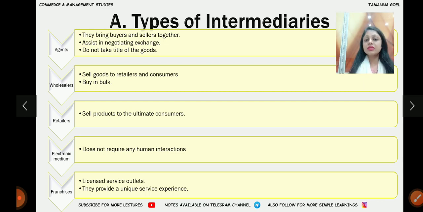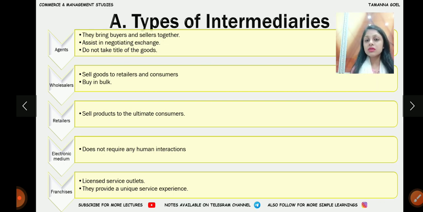So what types of middlemen are there? Agents, wholesalers, retailers, electronic medium and franchisees. What is the difference between agents, wholesalers and retailers? I've told earlier also. Agents are the people who will just bring the buyer and the seller together. They have contacts. They will not buy the product from the producer. They will not keep the product with them. They will not bear any risk of the product. They will just bring the producer and the consumer together. They will negotiate the deal and they will charge the commission. They will not take any title of the product.